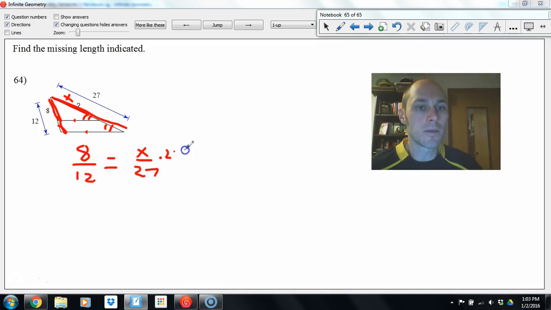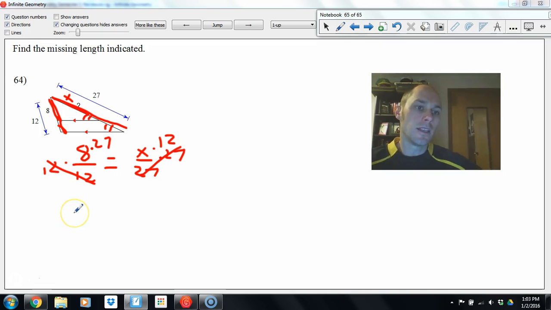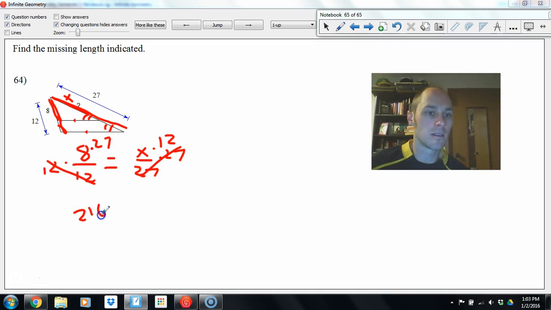Solve the proportion, multiply both sides by 27, multiply both sides by 12. So 8 times 27, 216, equals 12x. Divide both sides by 12. We get x equals 18.